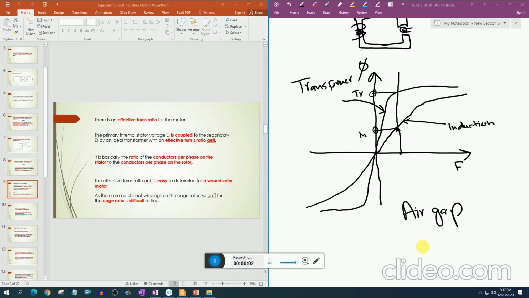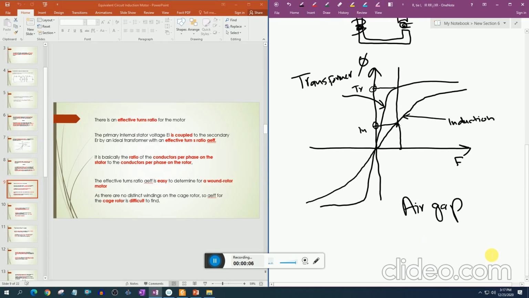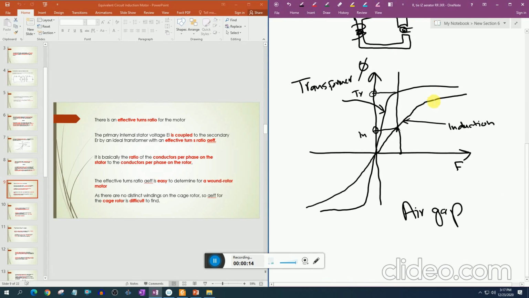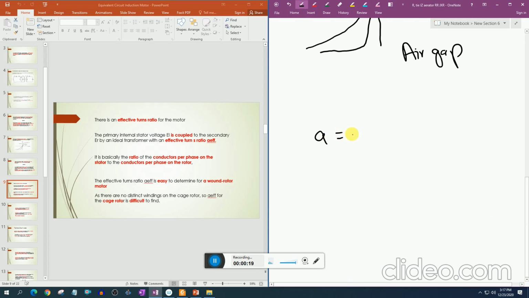In the transformer there is the concept of turns ratio, and in the induction motor there is also the concept of turns ratio, the same as in the transformer. In the transformer, as we already know, the turns ratio is V1/V2 equal to N1/N2, where N1 is the number of turns on the primary winding and N2 is the number of turns on the secondary winding.